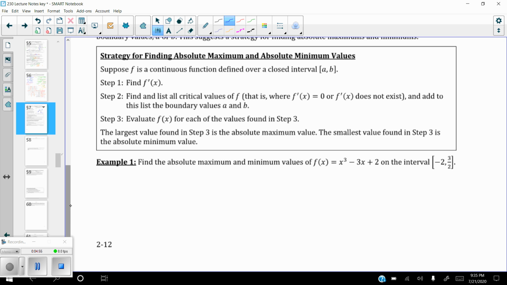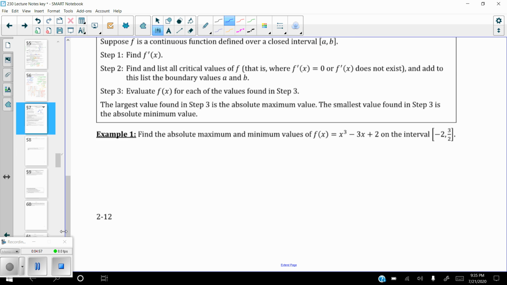Let's go ahead and do an example. So our first example: find the absolute maximum and minimum of f of x equals x cubed minus 3x plus 2 on the interval from -2 to 3/2. The fact that this is a continuous function and that this is a closed interval, and I know it's closed because it's got the squared off brackets, means that there will be an absolute maximum and absolute minimum on this graph. So let's find out what that would be. First thing we're going to do is take the derivative.